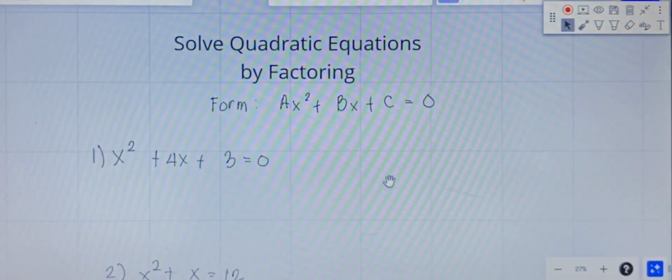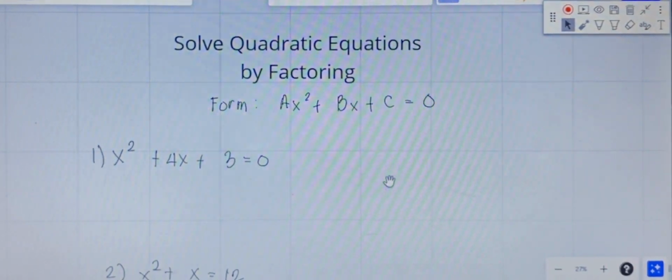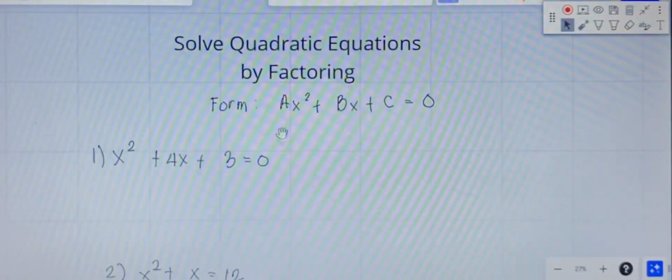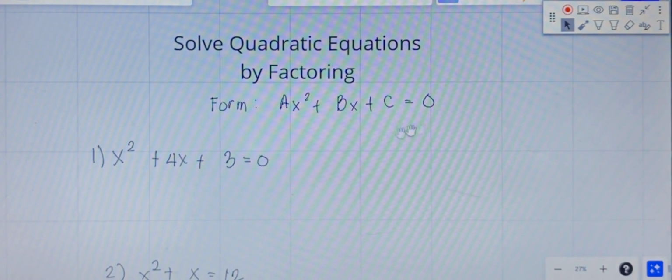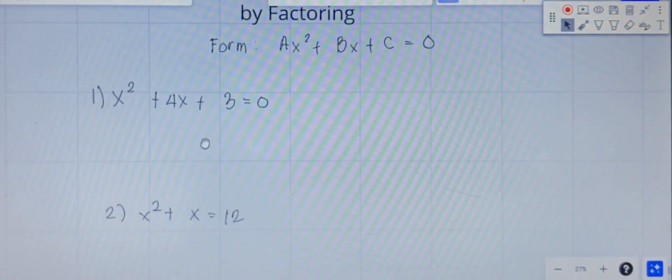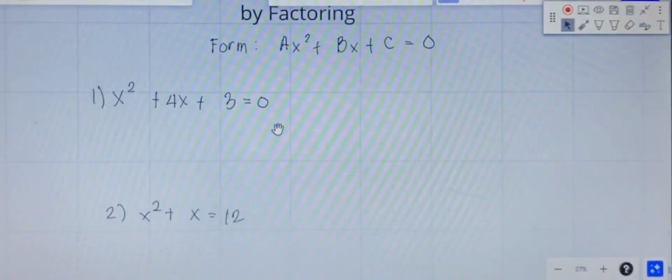Now, let's learn how to solve quadratic equations by factoring. Okay, first, they should be in the form of ax squared plus bx plus c, where c is a constant, and that is equal to 0. Now, let's have an example. The first one is x squared plus 4x plus 3 equals 0.